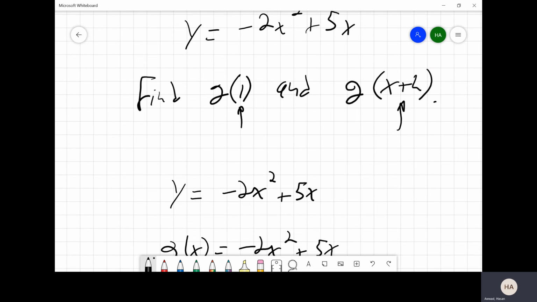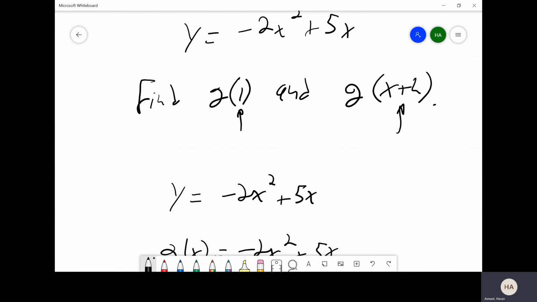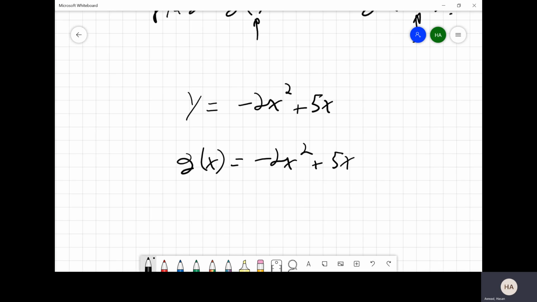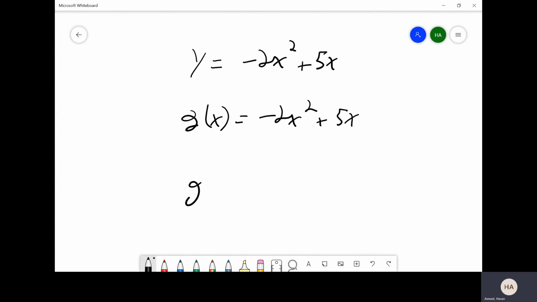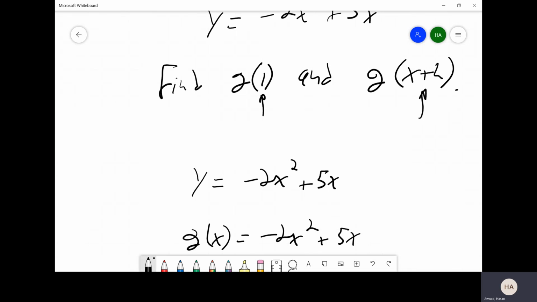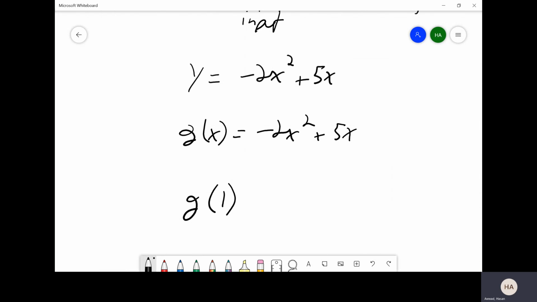And now what do we have to find? We have to find g of 1, and we have to find g of x plus h. So these are going to be two different equations, two different answers that we're going to have. So let's do g of 1 first. G of 1 means we're plugging 1 in wherever there's an x, right? This 1 implies that this is our input. So wherever we have an x, we're plugging in a 1, and we say, okay, g of 1 is equal to negative 2 times 1 squared plus 5 times 1.